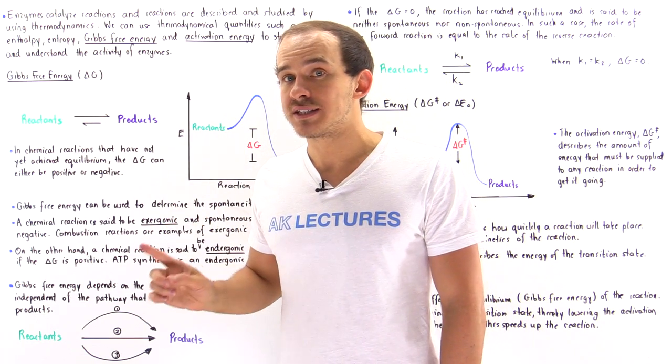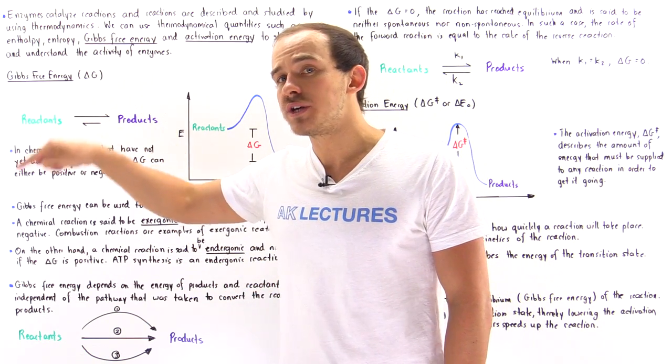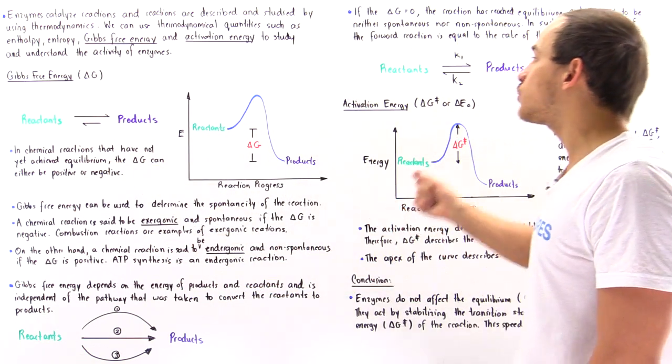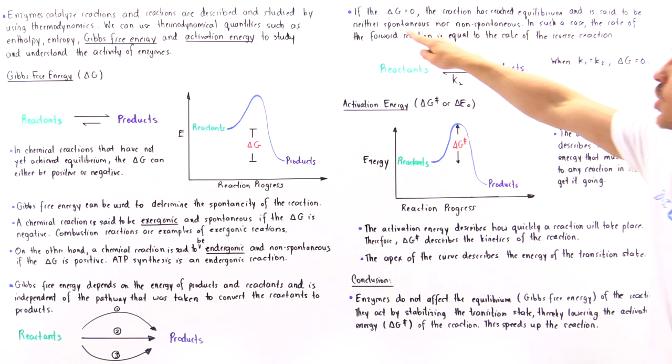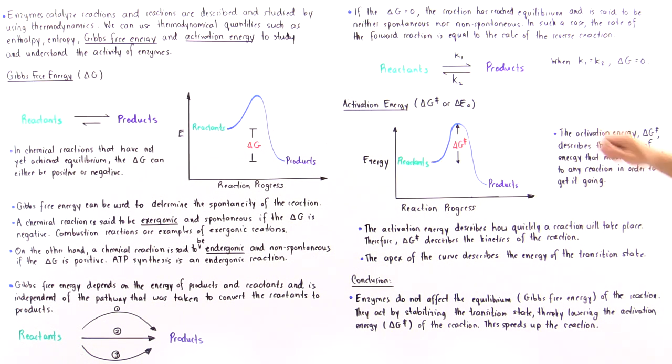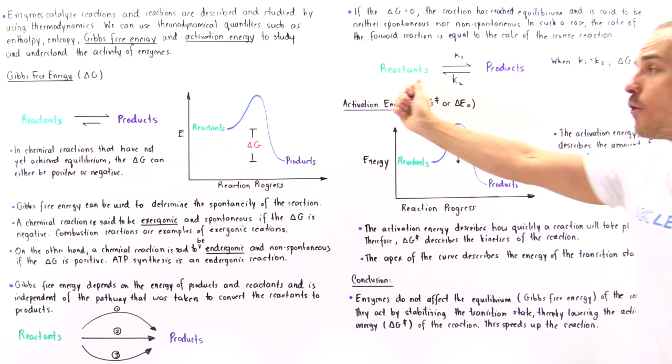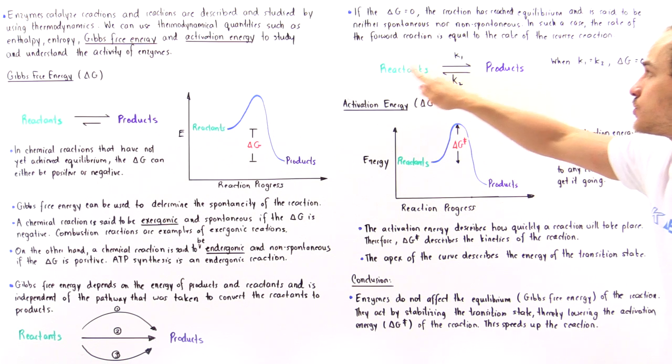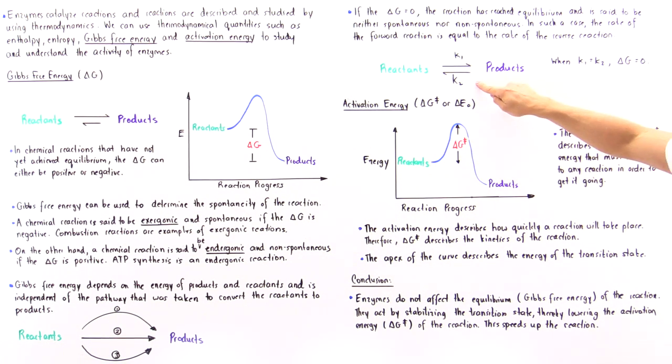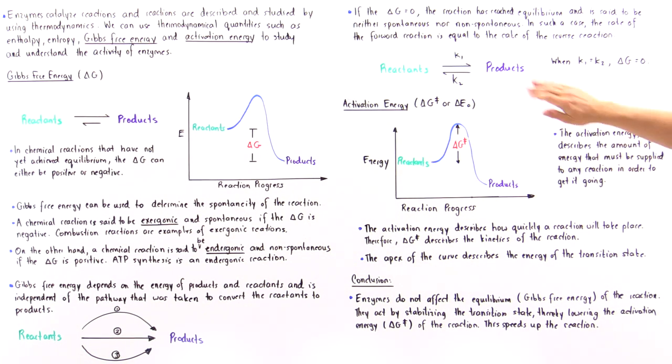And in that moment in time, the rate of the forward reaction is equal to the rate of the reverse reaction. So if the Gibbs free energy is zero, the reaction has achieved equilibrium and is said to be neither spontaneous nor non-spontaneous. In such a case, the rate of the forward reaction going from reactants to products is equal to the rate of the reverse reaction going from products back to reactants.